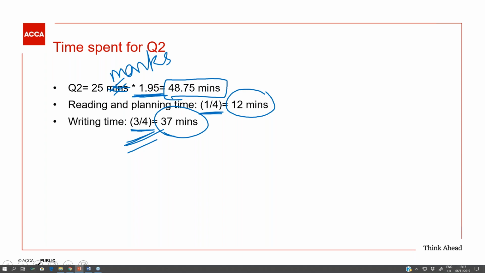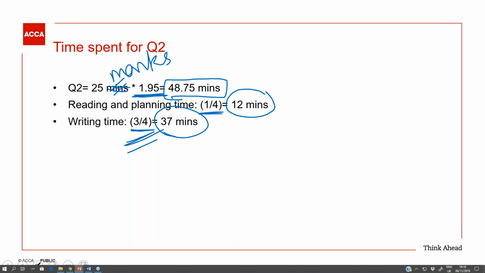So you need to fit this question within the stipulated time, because one of the critical success factors of the AAA paper is that you need to complete it if you want to pass. If you come out of the exam hall with an incomplete paper, that's a big challenge. So your first barrier should be to complete the paper. And that is how you can complete it, with proper time management, where 1/4 of the time is spent on reading and planning and 3/4 of the time is spent on writing. So that is the equation for the second question of the AAA paper, the time spent.